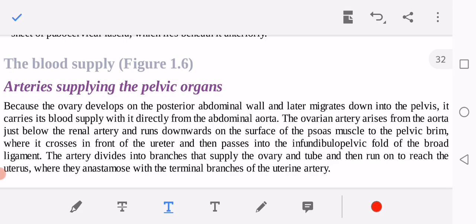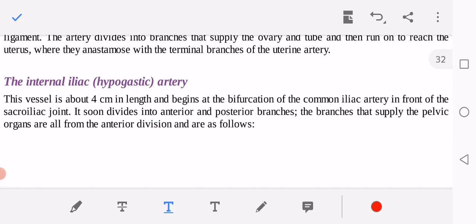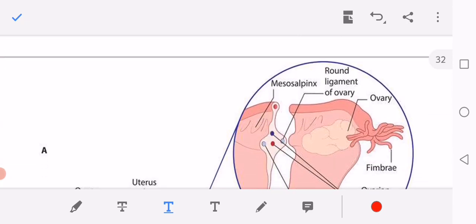The artery divides into branches that supply the ovary and the tube and then runs on each side of the uterus, where it anastomoses with the terminal branches of the uterine artery. Internal iliac artery: this vessel is about 4 cm in length. At the bifurcation of the common iliac artery in front of the sacroiliac joint, it soon divides into anterior and posterior branches. The branches that supply the pelvic organs are all from the anterior division. Okay, and the branches are as follows.